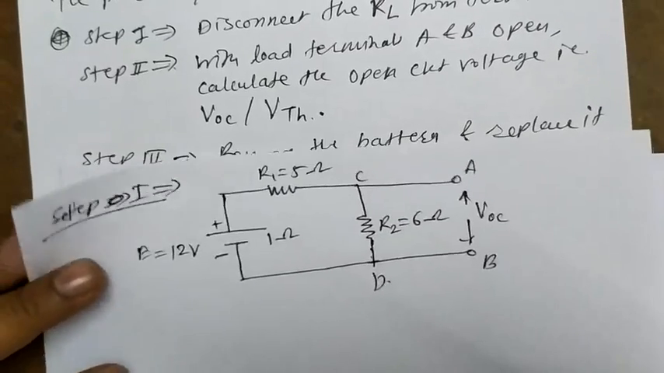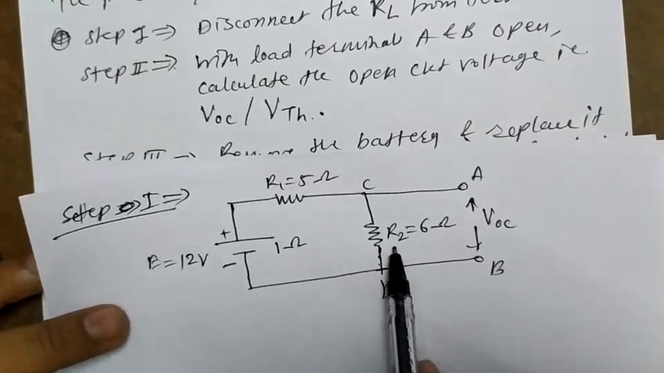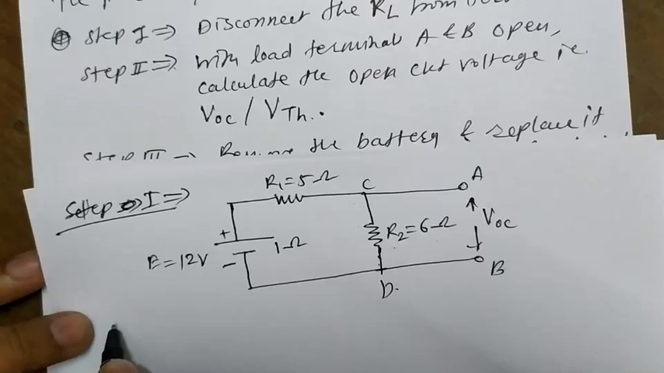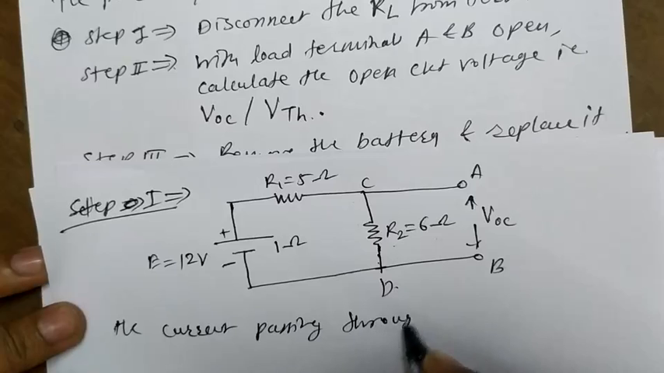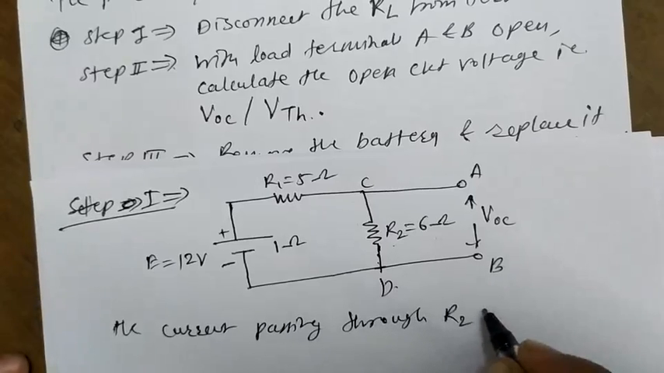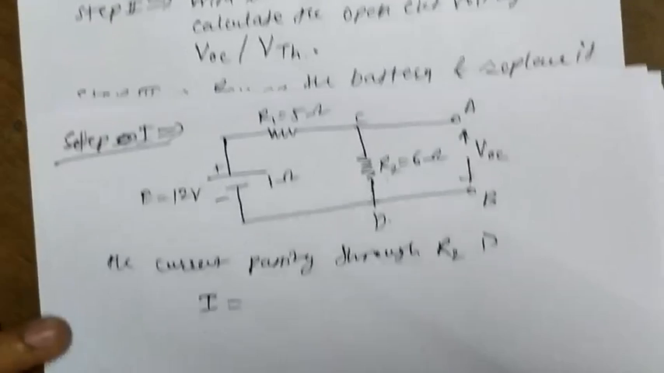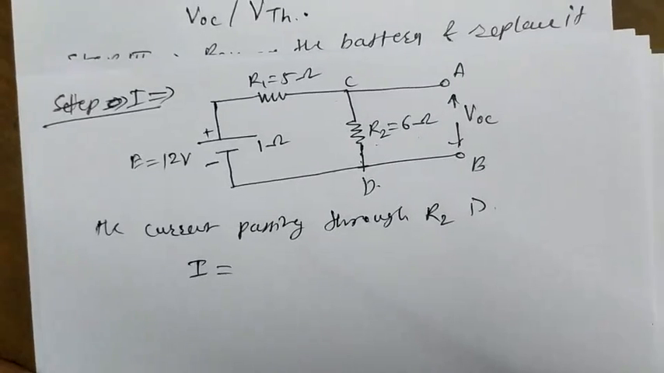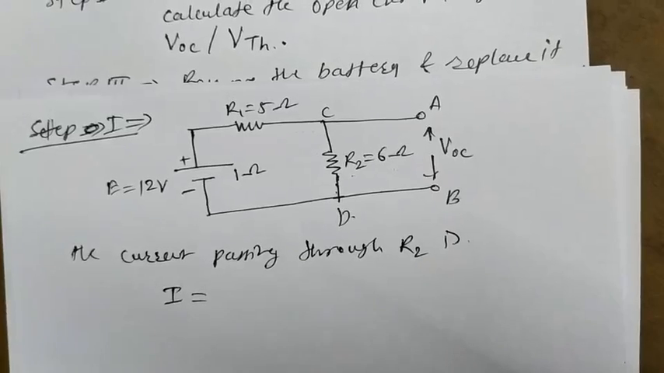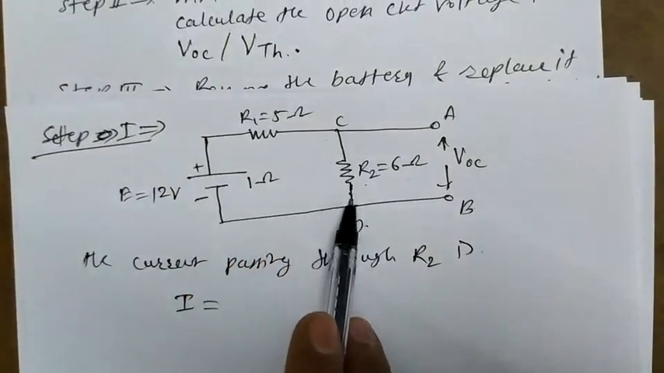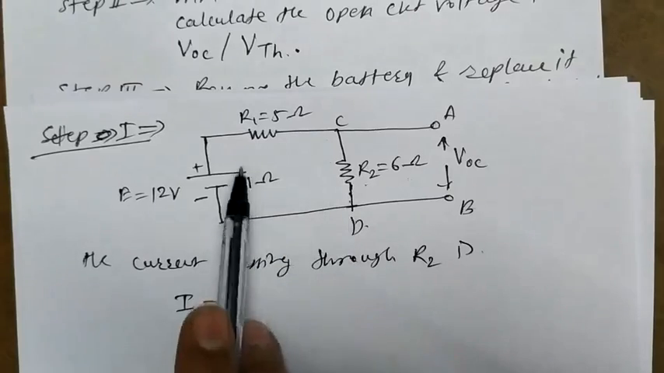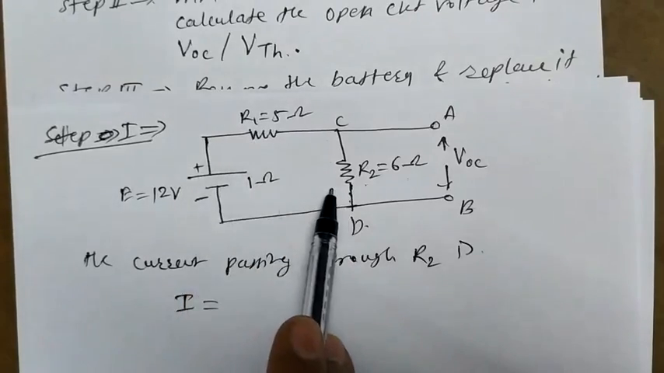Now sir, the current passing through this resistance R2 can be calculated as follows. Suppose I is the current passing through the resistance R2. Because of this voltage source, the current will flow through R1, and current will flow through R2, like this. Therefore the current flowing through R1 is equal to the current flowing through R2.